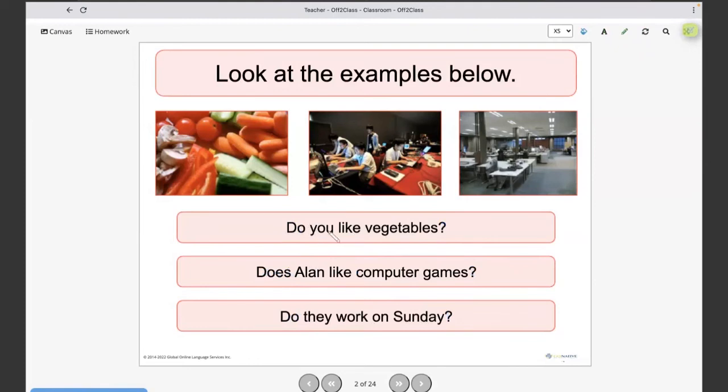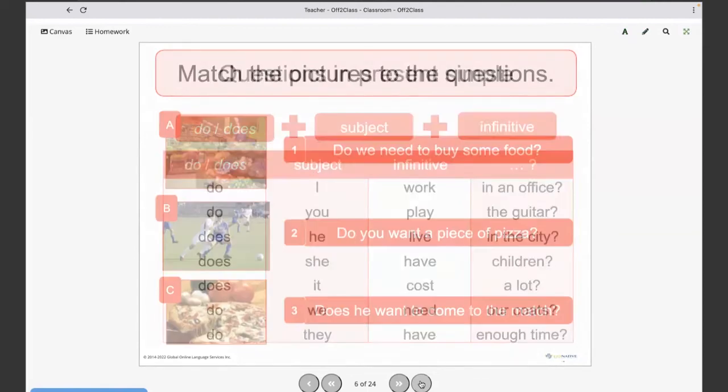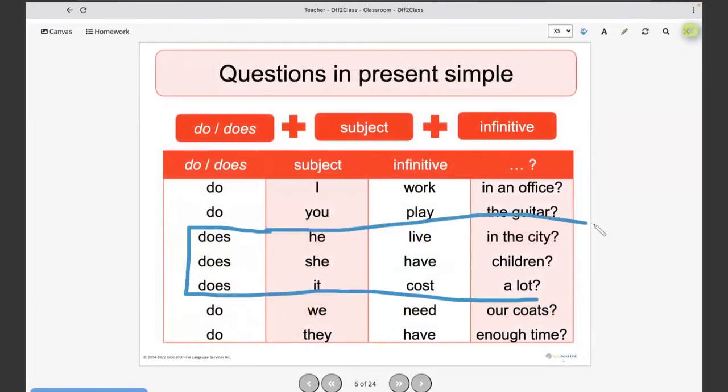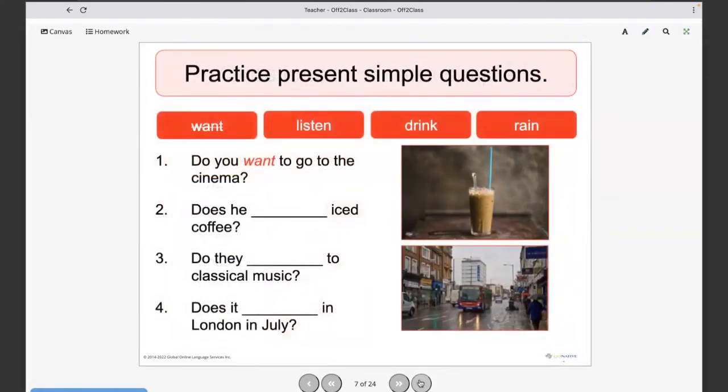So it would be like this. You like vegetables? Do you like vegetables? Alan likes computer games. Does Alan like computer games? They work on Sunday. Do they work on Sunday? That's it. Is it easy, Nora? You just put do or does in the beginning, okay? Yes. Okay, to make it a question. We just put do or does in the beginning. He, she, it takes does. And of course, the verb should be infinitive without any additions in the questions, as we said.